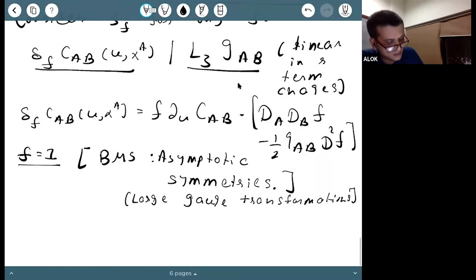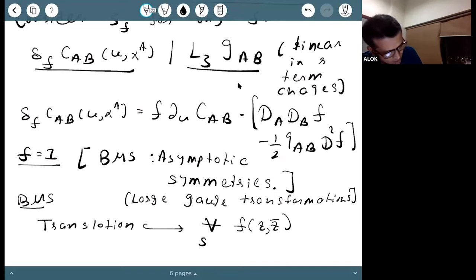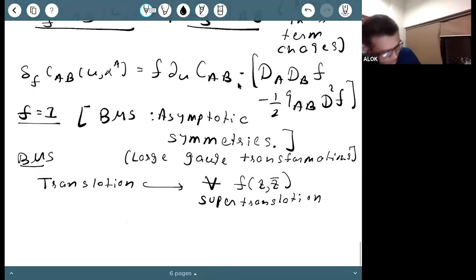Okay, but now it turns out that we already did an enhancement from the translation subgroup. So this BMS already did an enhancement to arbitrary F, all possible F, and these are called super translations. So all Fs which are not the L equal to 0 and L equal to 1 spherical harmonics are extra, over and above translation, and they are called super translations.